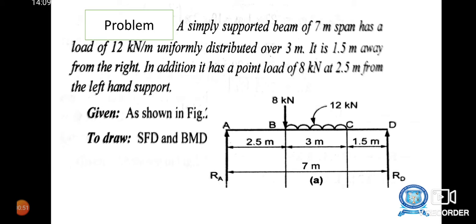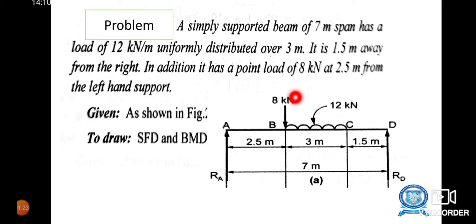That is the problem. A simply supported beam of 7 meter span has a load of 12 kilonewton per meter uniformly distributed over 3 meters. It is 1.5 meters away from the right support. In addition, it has a point load of 8 kilonewton at 2.5 meters from the left hand support.